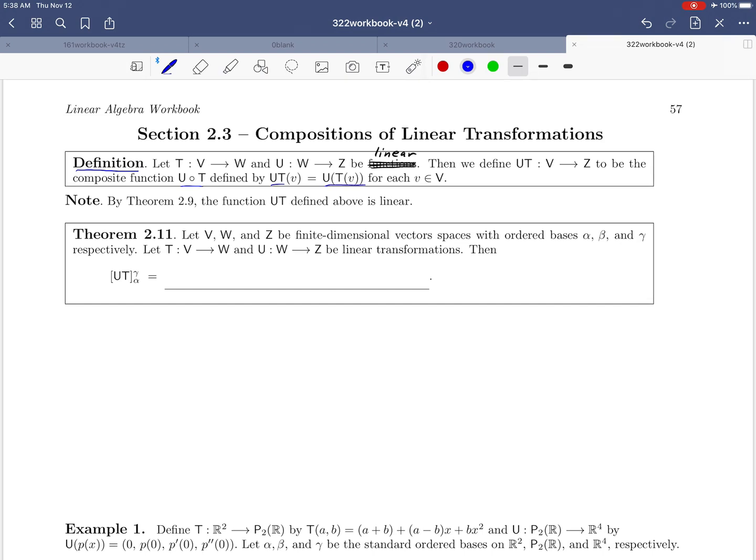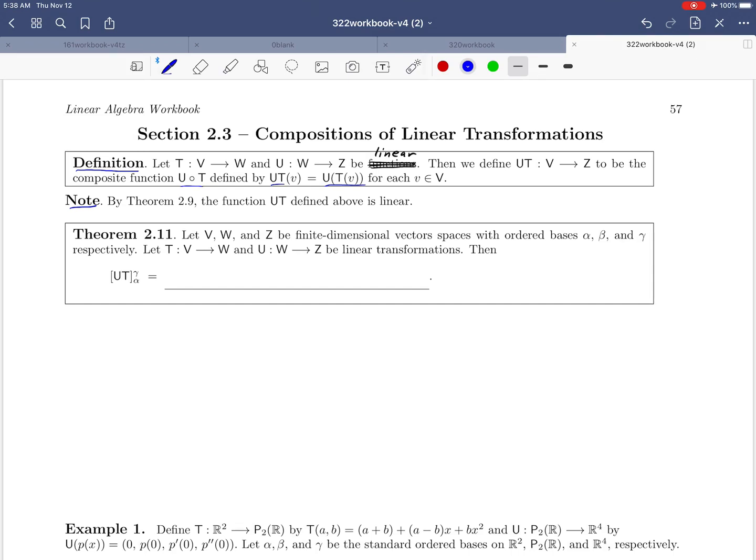That's going to seem maybe a little bit unusual at first. When you see UT, it looks like a product. It's really not a product, though. It's a composition in our context. The first note that we'll make here is that Theorem 2.9 in our book actually guarantees us that UT is linear. If we know that U and T are linear transformations, then so is the composition.